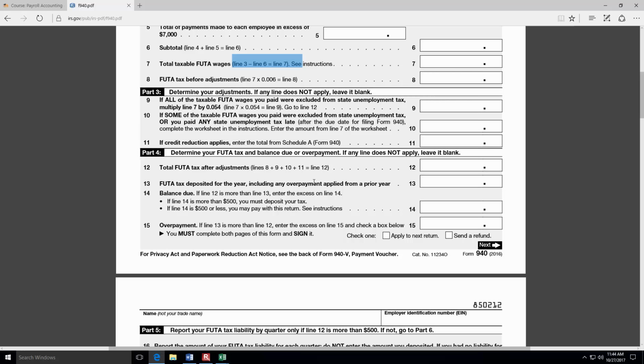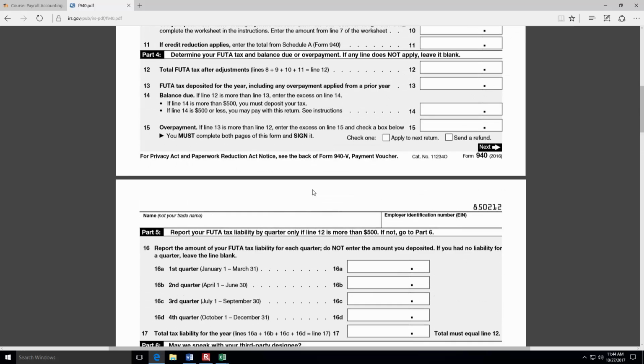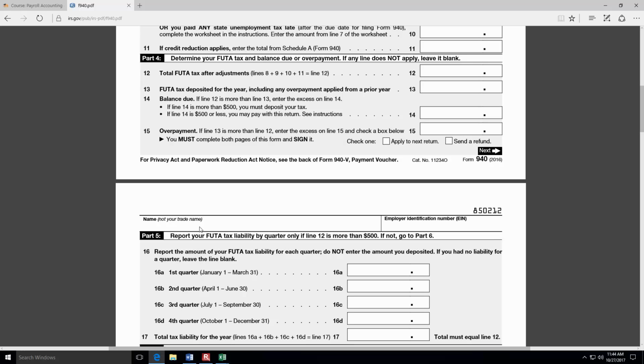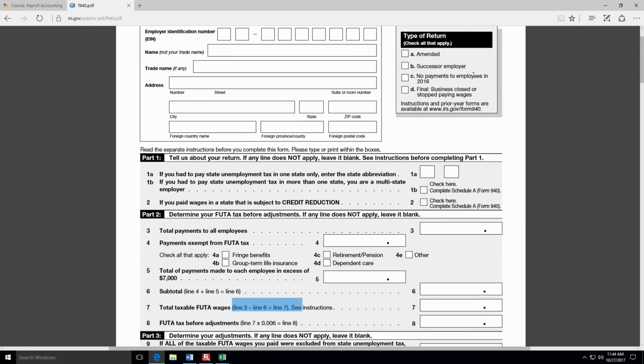Quick question, how does successor employee work? Successor employee. Oh, no, that means I took over somebody else's business. None. Check all that apply, none of those apply. It's not amended, it's not final, it's not, yeah.